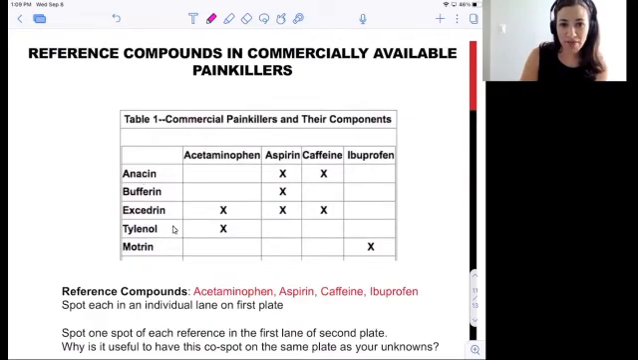So the commercially available samples are Anacin, Bufferin, Excedrin, Tylenol, and Motrin. And this chart from your lab manual tells you which active ingredients are present in each of these over-the-counter pills. So for instance, if you do observe a spot that matches the RF for caffeine, your sample cannot be Bufferin because Bufferin does not contain caffeine, nor can it be Tylenol or Motrin. So this is how you're going to go about matching the unknowns you've been given to one of these common analgesics that most of us have taken before.